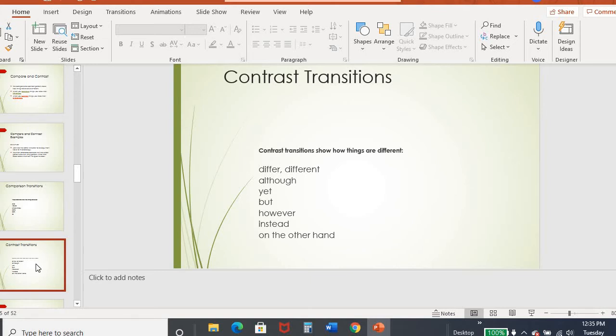So if I wanted to compare and contrast two different historical figures, I might say they were alike in this way, but they were different in this way, and here are the commonalities. I could also use a Venn diagram. A Venn diagram is commonly used in situations where we're comparing and contrasting.